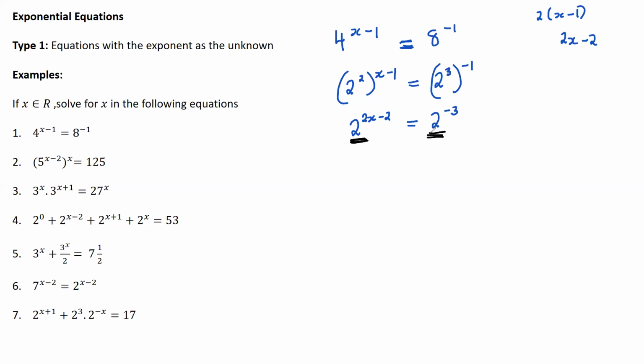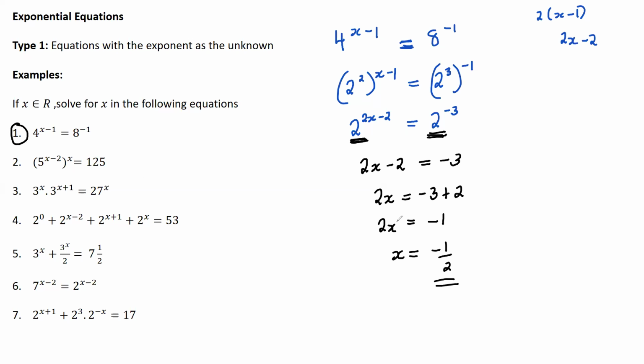Once the bases are equal, drop the powers. There you are. 2x minus 2 is equal to -3. Then this becomes 2x is equal to -3 plus 2. We're doing math. That becomes -1. So finally, the value of x is -1/2. That's question number 1. Now, when I say to you guys, you can change it, 8 equals shift, and so on.